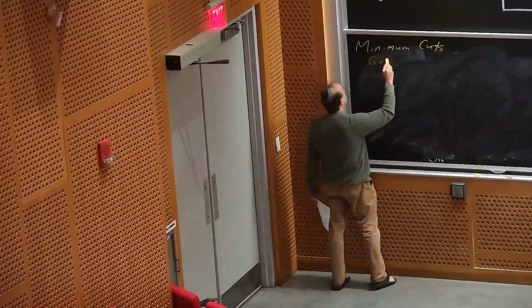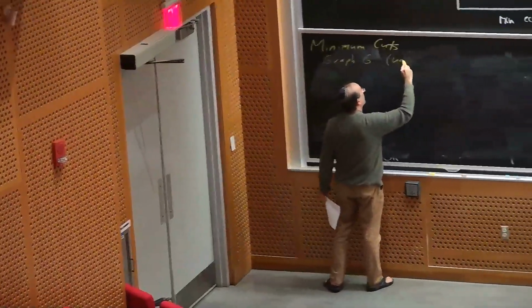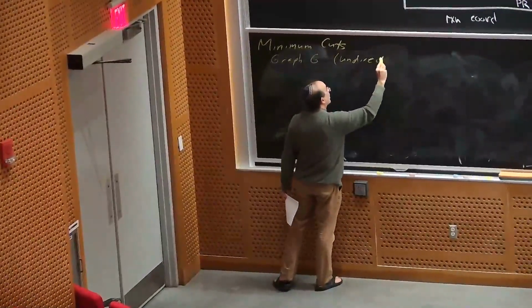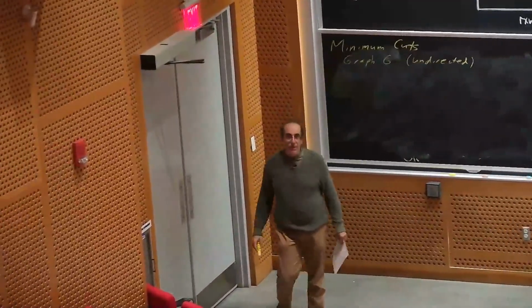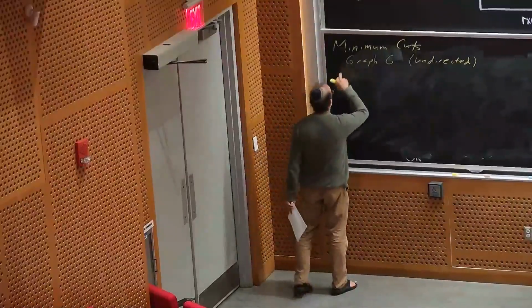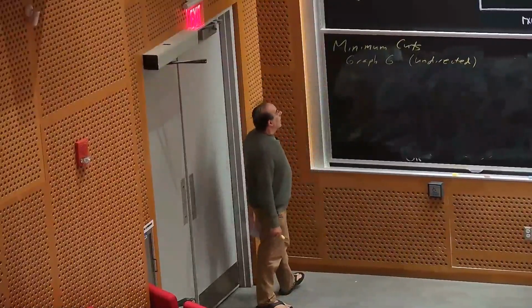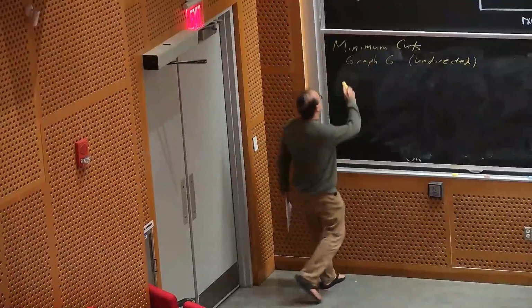We're given a graph G, and I'm going to be looking at undirected graphs. You can talk about minimum cut problems with directed graphs, but they're different. The algorithms I'll be talking about today mostly don't work. And we'll be using our usual n vertices, m edges notation.